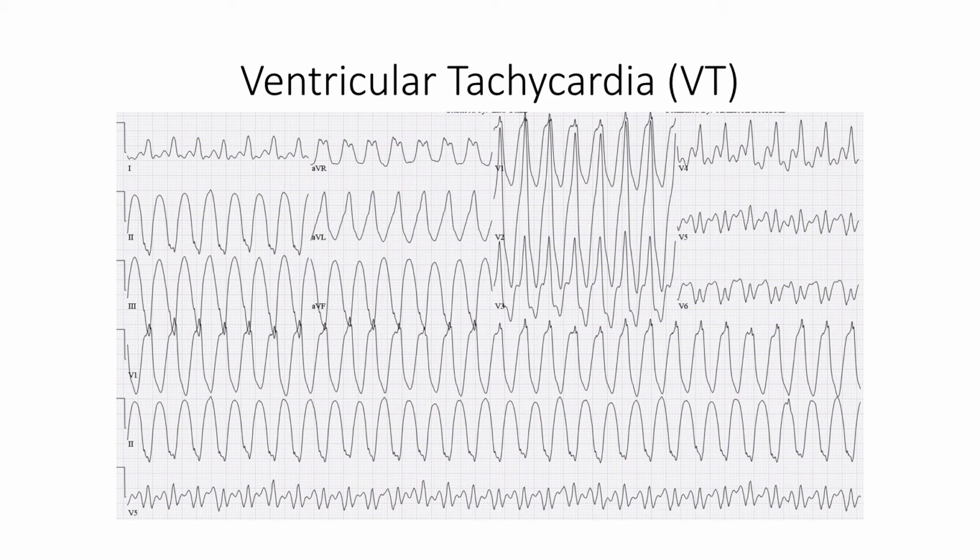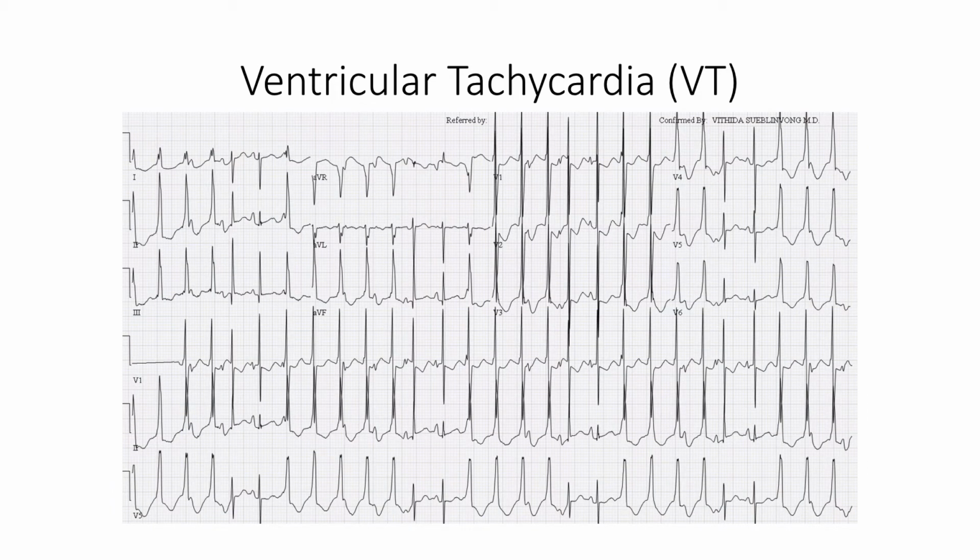Here's another example of VT. You can see a wide, ugly QRS wave and no easily discernible P waves. Sometimes you can see AV dissociation. Notice in lead V1 how long it takes from the bottom of the wave to get up to the top of the wave. This long upslope usually takes longer than about 0.16 seconds and is a sign of VT.